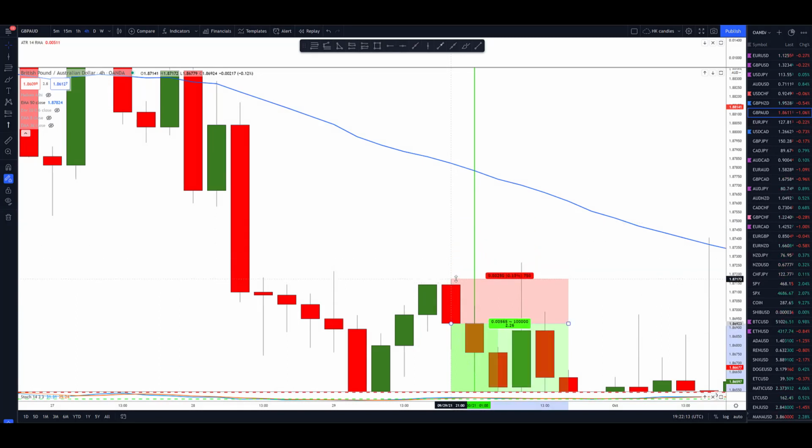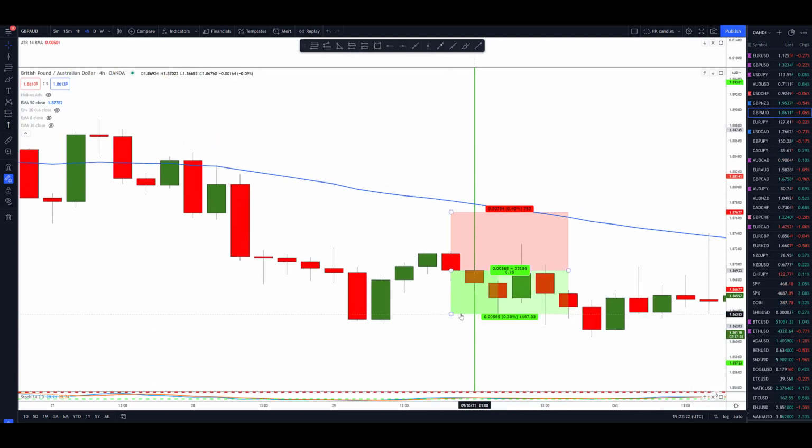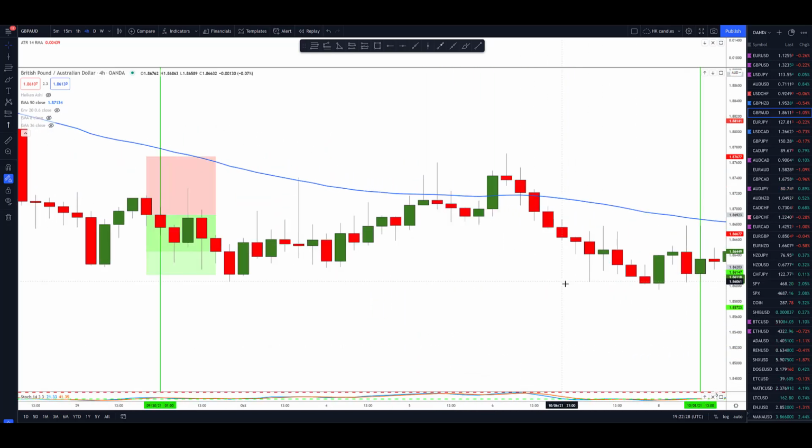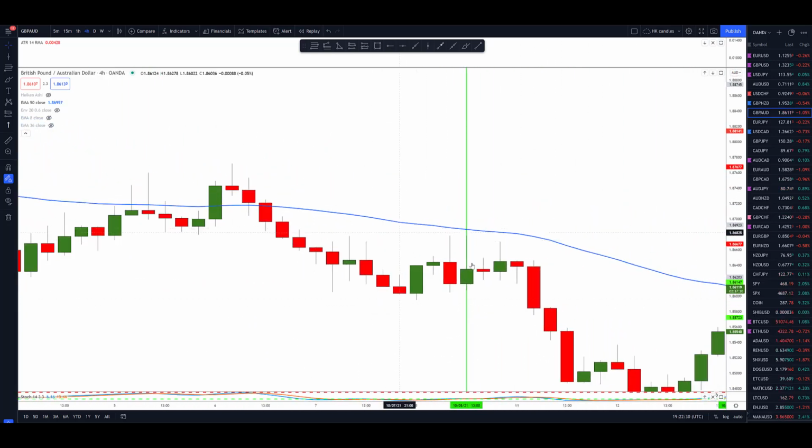Going up to the high of our entry candle, we have 25 pips plus 50. It's going to give me 75 pips on this stop loss. And if we're looking for a 1-to-1, as you can see, we easily hit targets here for 75 pips in this area.